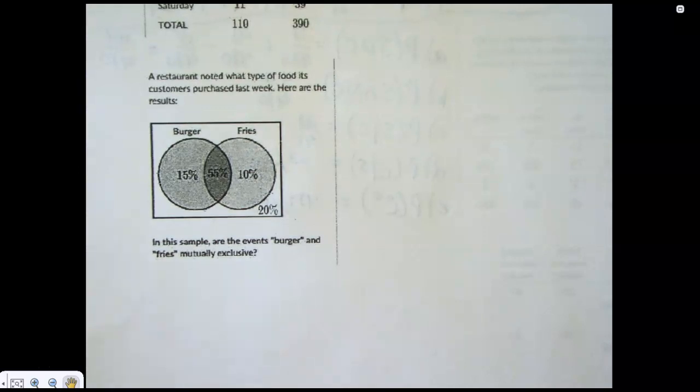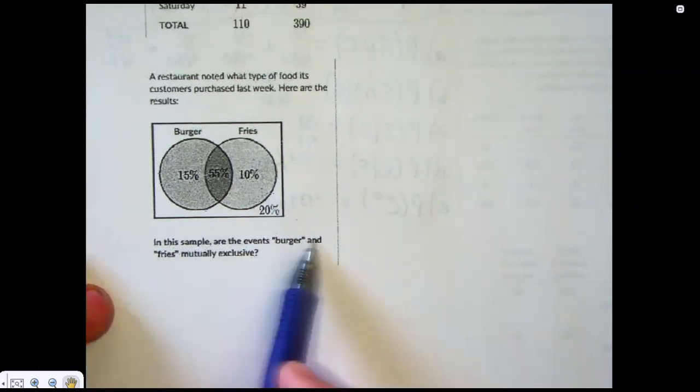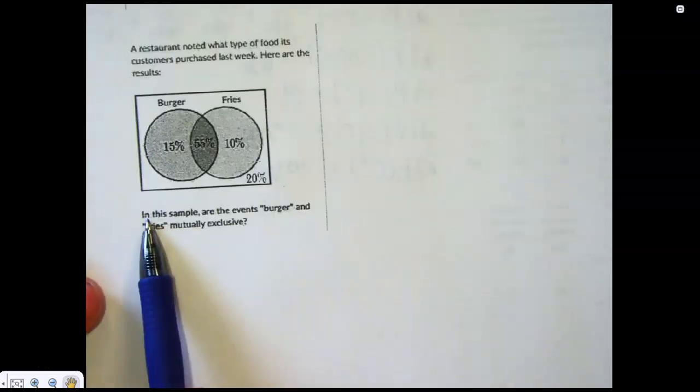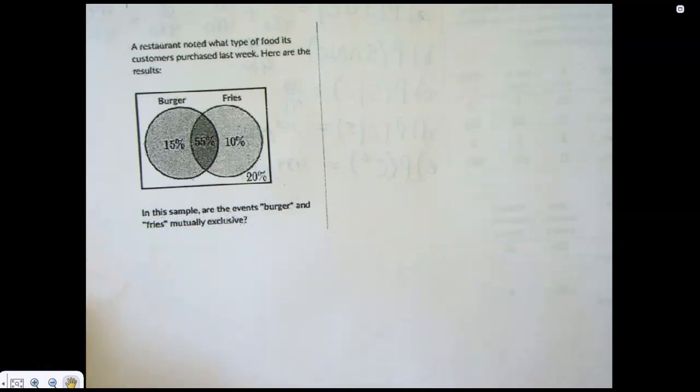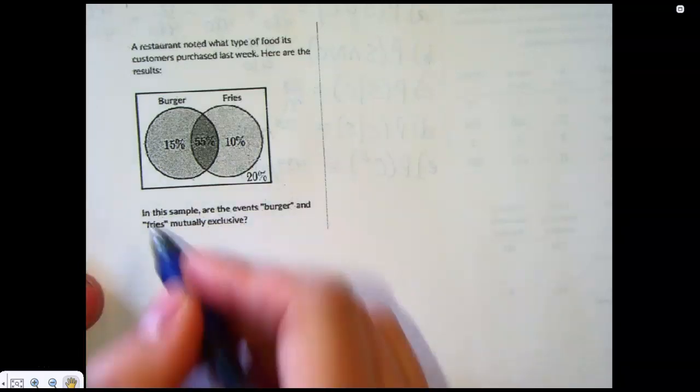So I snipped these graphs from God. I was making up my own questions about them. I meant to snip this part out, but I didn't. But let's look at it since it's there. Are burger and fries mutually exclusive? No, there's overlap there, right?